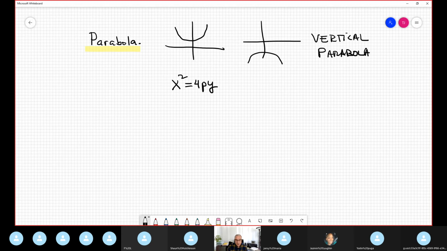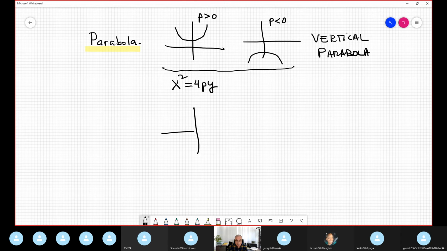Entonces, this is the same for both. What is the only difference? The only difference is when the p is positive, the parabola opens up, and when the p is negative, the parabola opens down.